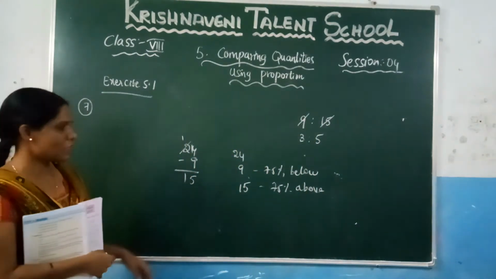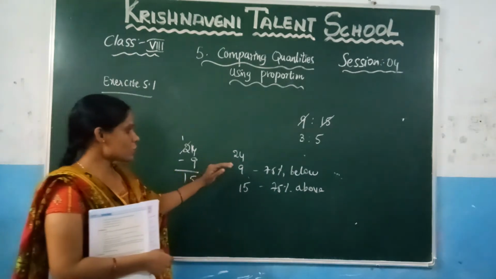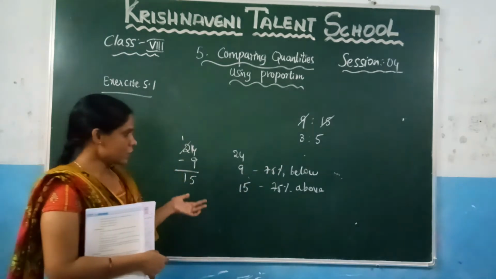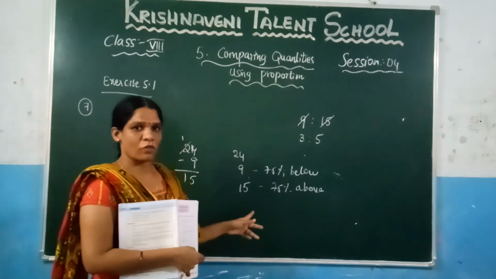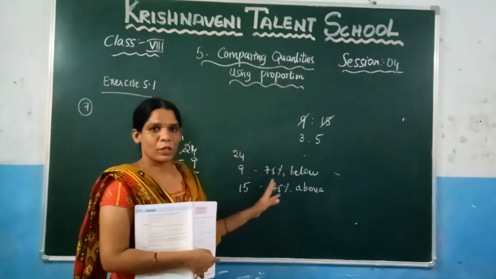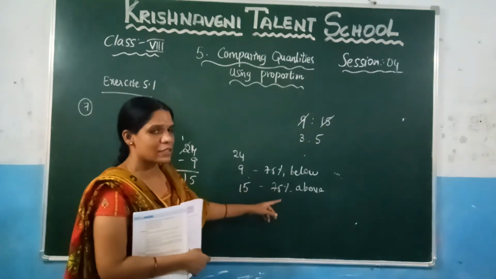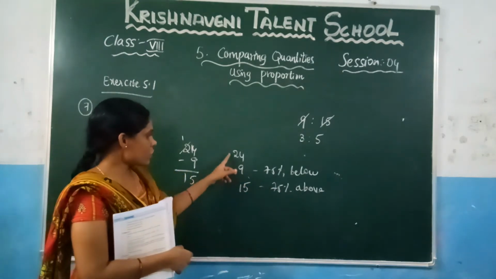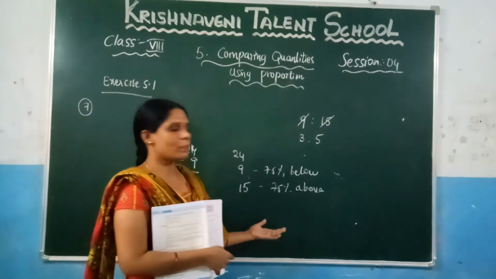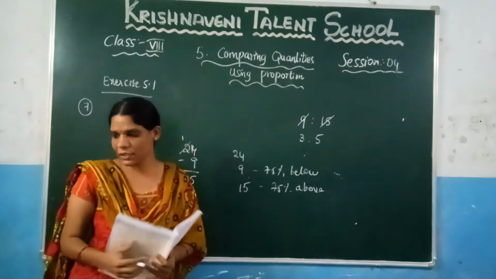Again, what is the question given here? The total number of students is 24 and 9 students got 75% below marks. Now they asked to find the ratio of the number of students who got 75% below to the number of students who got 75% above. So we have calculated this. How? If you subtract these two values, you will get the number of students who scored 75% above. So what is the ratio? It is nothing but 3:5. Let us write that.